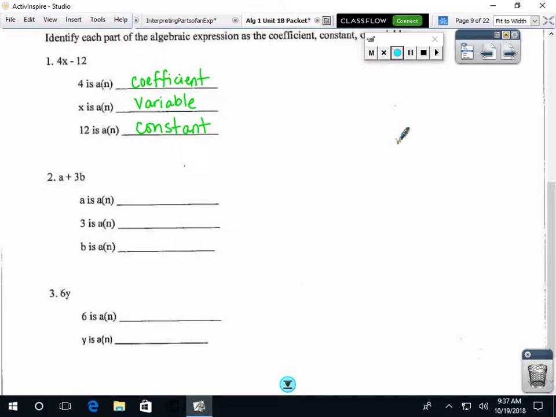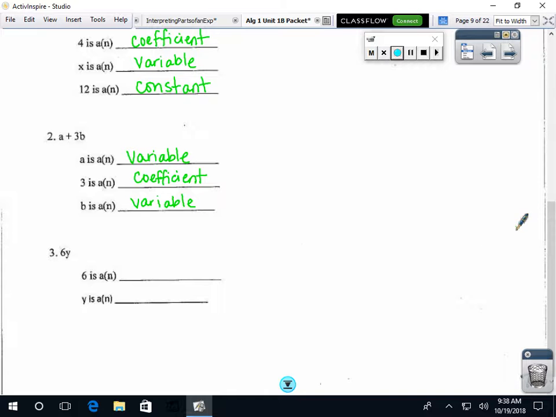Okay, in the expression a plus 3b, a is a variable. 3 is a, right, coefficient. And b is a variable as well. Number 3, in the expression 6y, 6 is a coefficient. And y is a variable. Okay, now turn over to page 8.